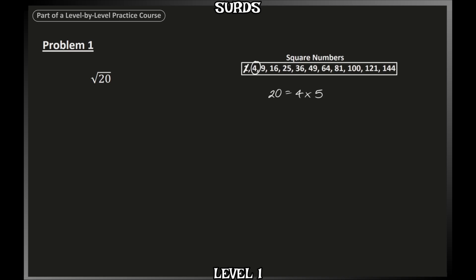And this means that the square root of 20 can be rewritten as the square root of 4 times the square root of 5. Now because 4 is a square number, we can square root it, and the square root of 4 is 2. So this gives us 2 root 5. And because 5 can't be broken up into two numbers, where one of them is on our list, this is simplified. So 2 root 5 is our final answer to problem 1.